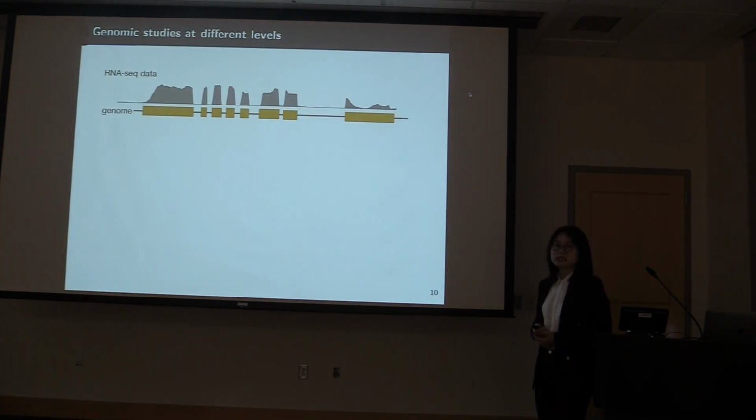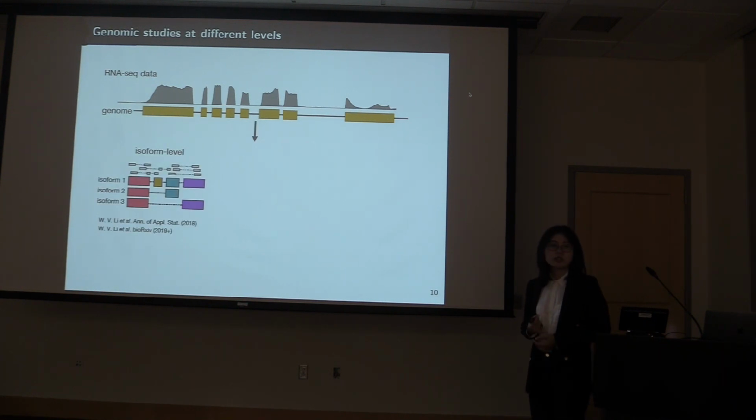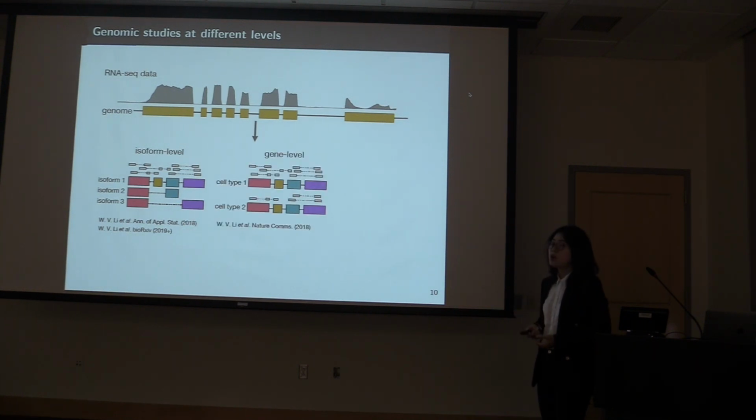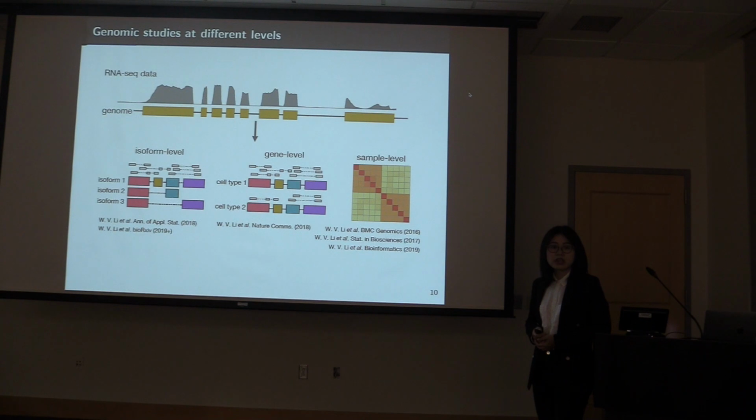Based on this mapped RNA-seq data, we can ask biological and statistical questions at different levels. For example, at the isoform or transcript level, we can ask what are the truly expressed isoforms in a given biological sample and what are their corresponding expression levels. At gene level, by quantifying the number of RNA-seq reads mapped to each gene in different biological conditions, we can study whether a gene's expression changes among different cell types. And finally, at the level of biological samples, we can compare multiple RNA-seq samples based on their transcriptomic similarity.